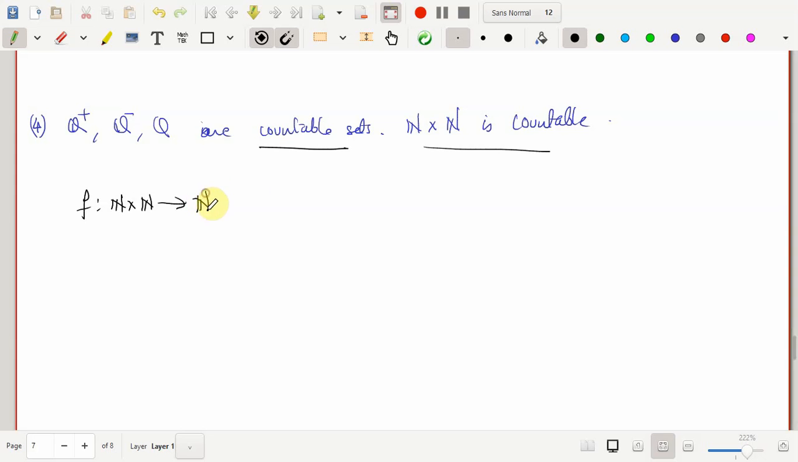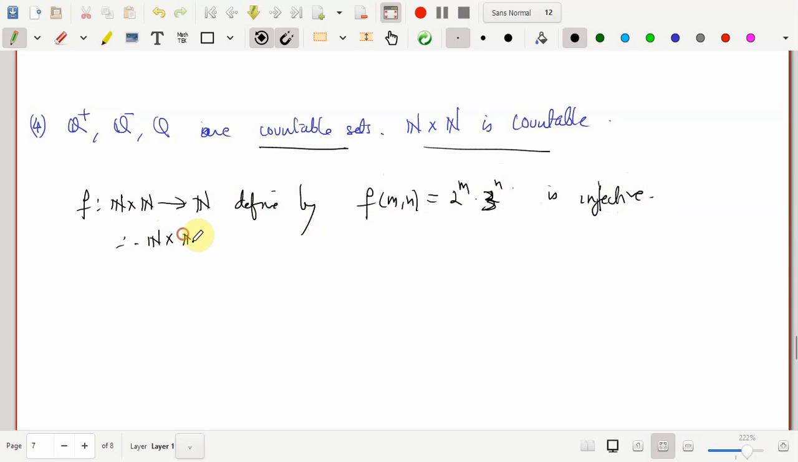We have already learned about this, defined by f of m comma n is equal to 2 raised to m into 3 raised to n. So this is an injective map. In fact, if I'm not wrong, it is a bijective map. And therefore N cross N is countable.